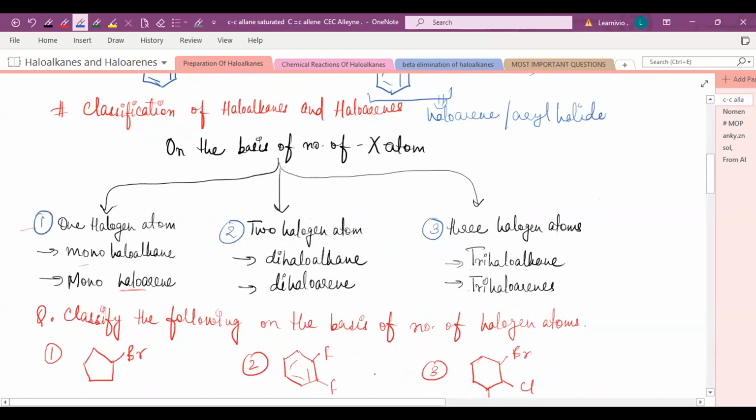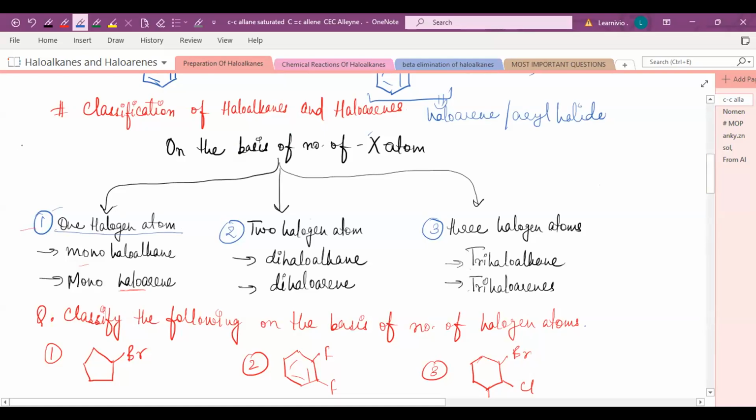Okay. Next, let's see the classification of haloarenes and haloalkanes, how they are classified. On the basis of the number of halogen atoms, haloalkanes and haloarenes are classified into various compounds. Basically, there are three types on the basis of the number of halogen atoms. First one, when only one halogen atom is present in the alkane.